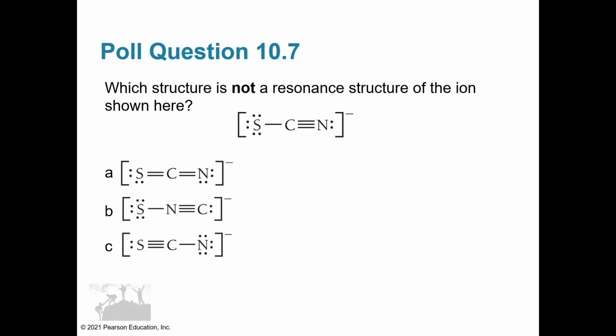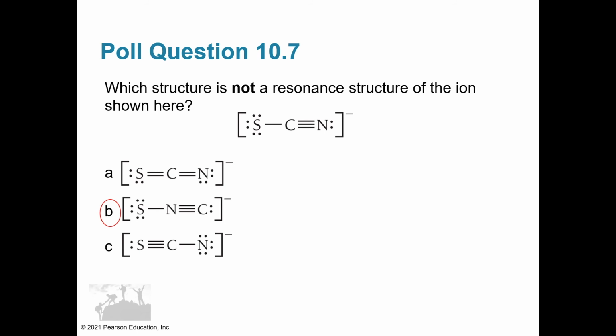Now let's test for understanding. We have a polyatomic ion here, SCN-. Which structure out of the 3 choices given is not a resonance structure of this polyatomic ion? So pause the video, look at your choices very carefully, and when you're ready for the answer, click play.